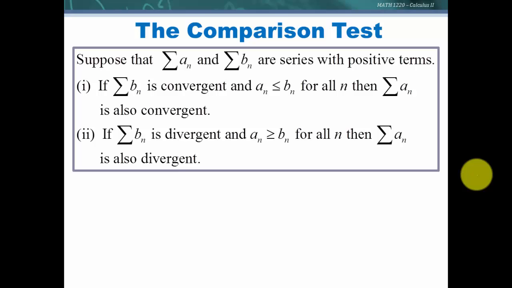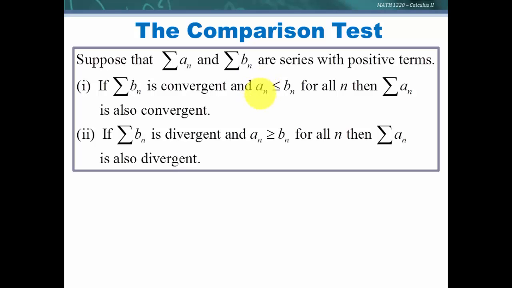Suppose we have two series with positive terms, A sub n and B sub n. If B sub n is convergent, and we know the terms of A sub n are always less than or equal to B sub n for all n, then A sub n is also convergent. It was the idea we just illustrated. If all of these terms are less than or equal to these terms, and this series converges, then the series with these terms would have to converge as well.